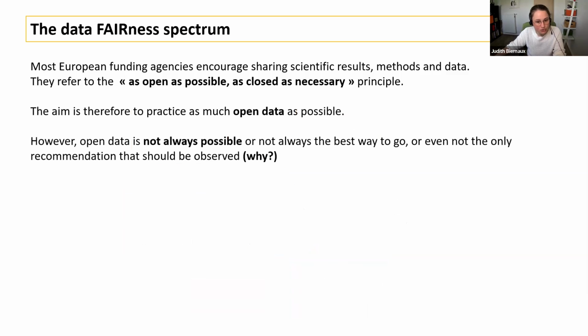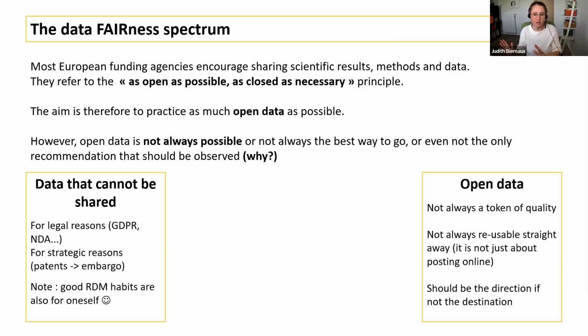So it is not always possible to share data openly because of applicable rules and regulations. And also remember, like maybe half an hour ago, we mentioned that sometimes data carries economic value. If you think that your data can yield a result that might be the object of a patent or the object of a spin-off or of commercial use, maybe you want to wait a little bit before you share everything openly. Okay, so these are the reasons why we need to be as closed as necessary. And the FAIR data spectrum will help us position ourselves in between those two extremes. One extreme being open data, the other extreme being data cannot be shared, either for legal reasons or for strategic reasons.